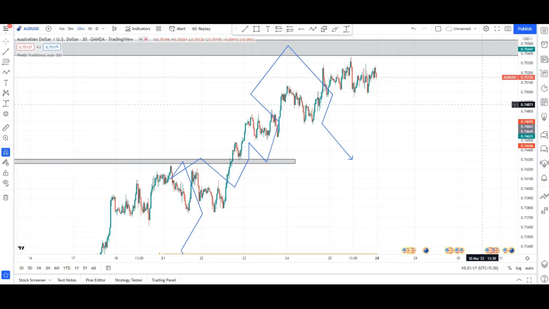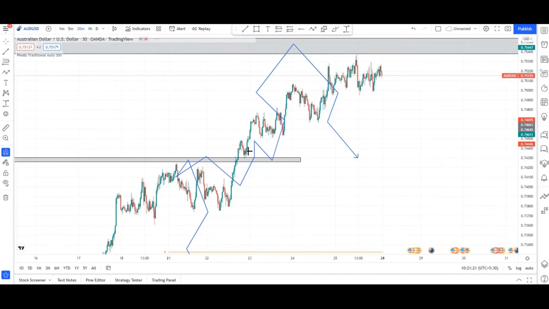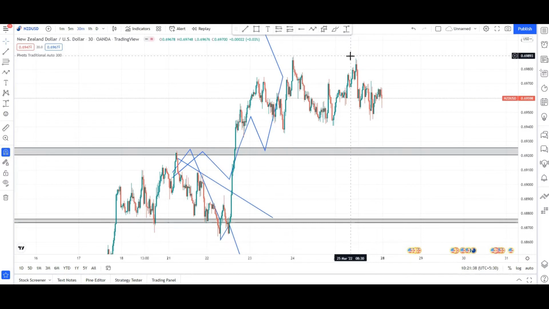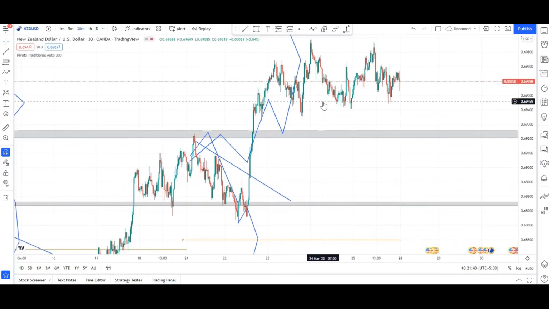Hi guys, so we can see the analysis of what we had last week and how it worked. You can see the Australian dollar versus US dollar, guys. Exactly as I told you, if it takes support, you can see here it has taken support. Our first target also reached, and the second and third targets almost reached.